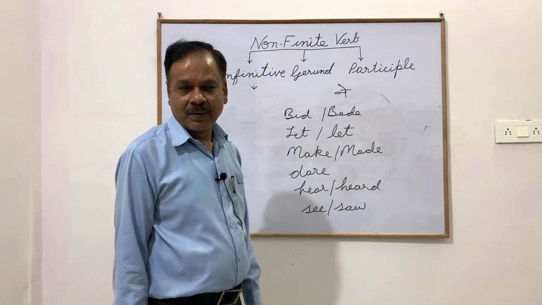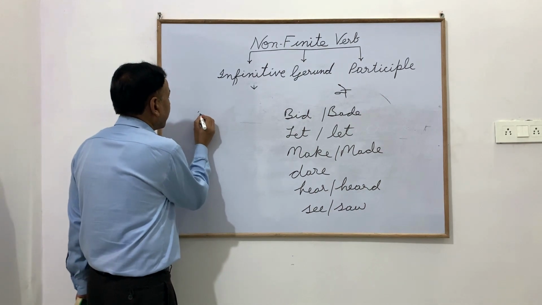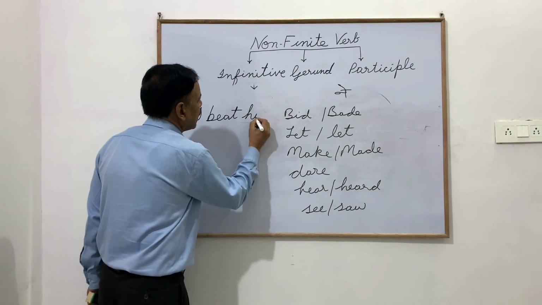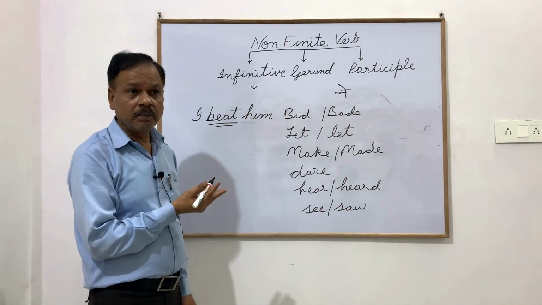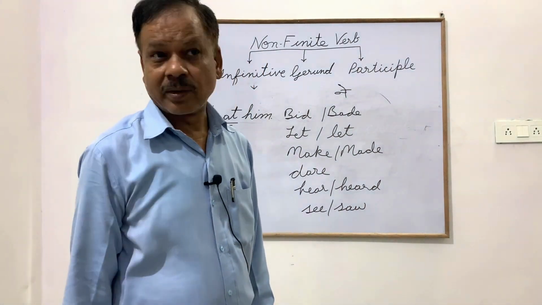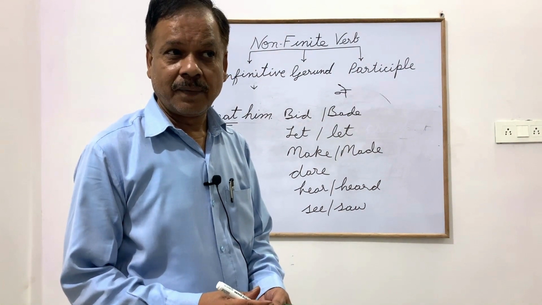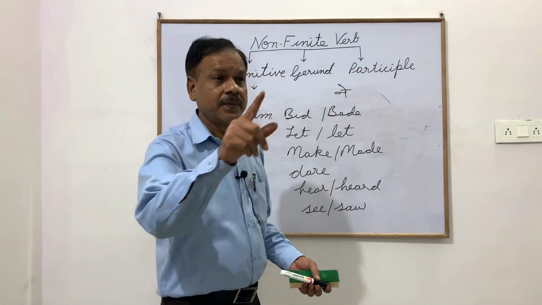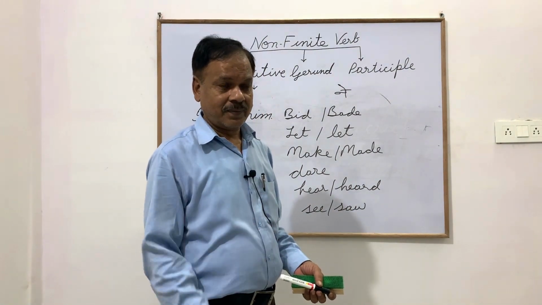Getting my point? But if you say that I beat him, this is also a first form, the base form. But here, if we translate that, we won't get that ne. So, this house is to let. This house is to let. To let.